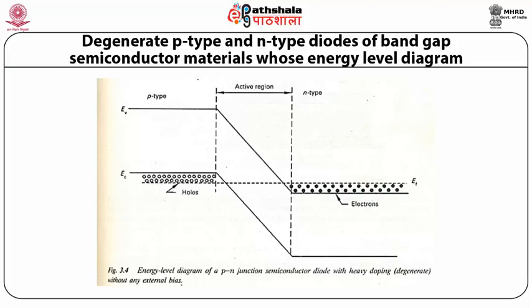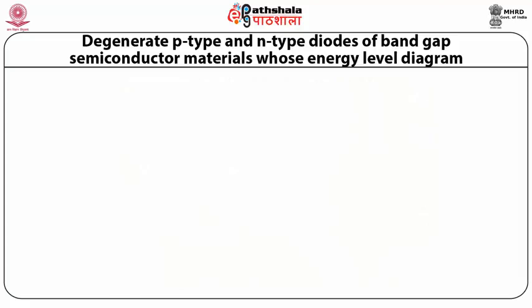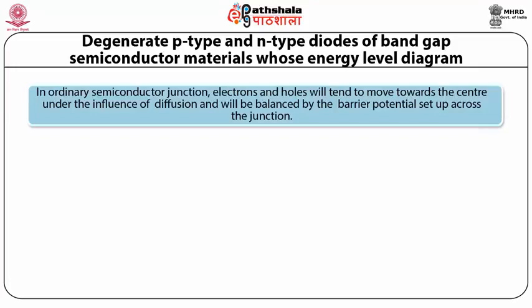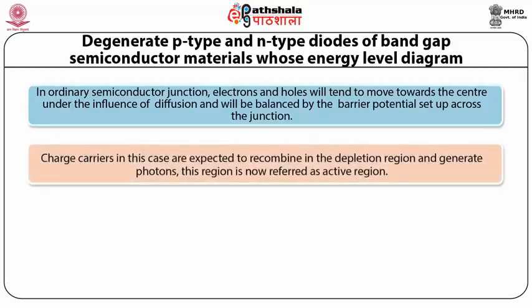It very well depicts the active region, change of Fermi level, holes and electrons with a p-n junction semiconductor diode with heavy doping, known as degenerate. This is without external bias. In an ordinary semiconductor junction, electrons and holes will tend to move towards the center under the influence of diffusion and will be balanced by the barrier potential set up across the junction. Charge carriers in this case are expected to recombine in the depletion region and generate photons. This region is now referred to as the active region.